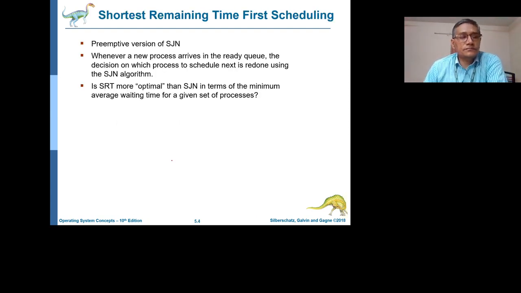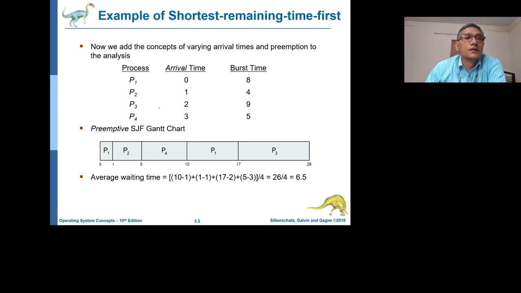Right. The next case of scheduling algorithm with respect to SJF is preemptive SJF. Preemptive means the processes can be preempted during the course of execution. So whenever a new process arrives in the ready queue, the decision on which process to schedule next is made by the SJF algorithm. Okay, right. So we will take up this example here.